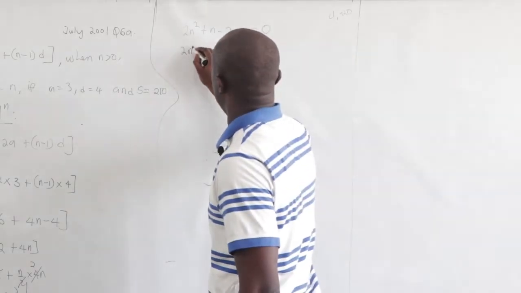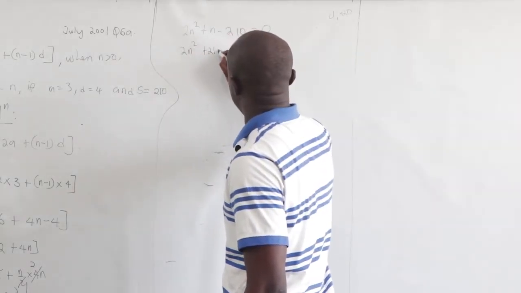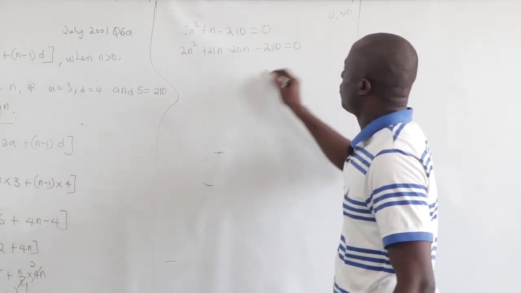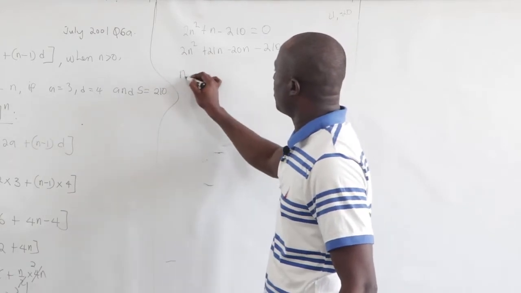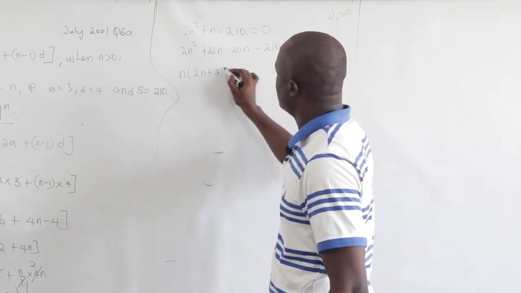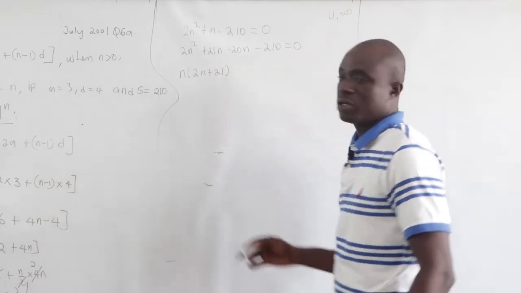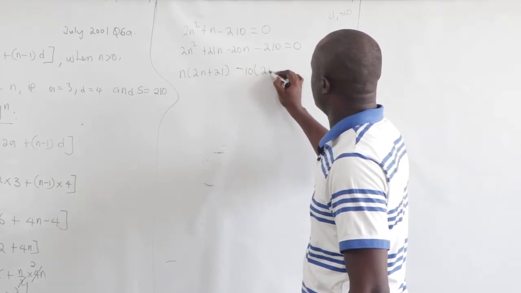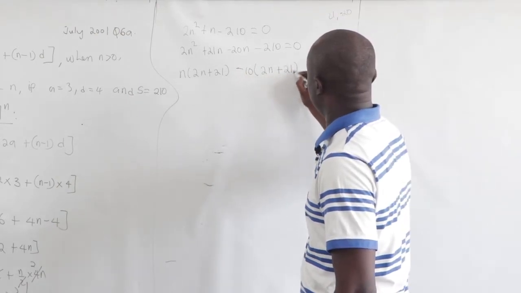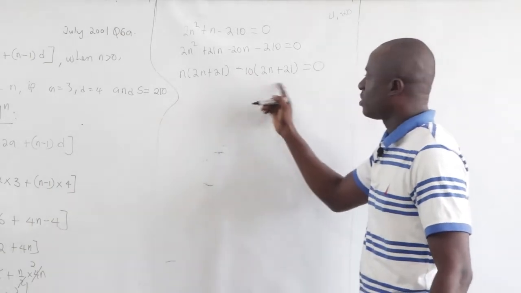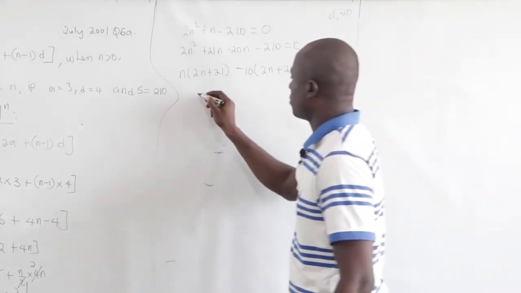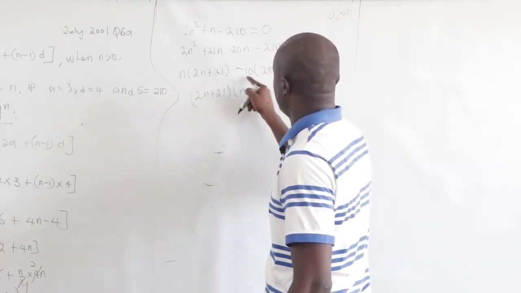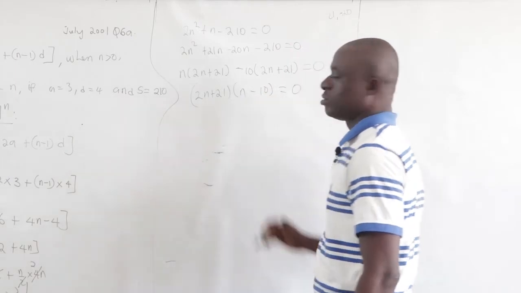Now we have 2n squared plus 21n minus 20n minus 210 equal to 0. Now you can factorize n out. What do you have? 2n plus 21. With this, what is common? Negative 10 is common. Now what do you have? 2n plus 21, 2n plus 21. We can factorize 2n plus 21 out. So we have 2n plus 21. What do you have here? N minus 10 equal to 0.